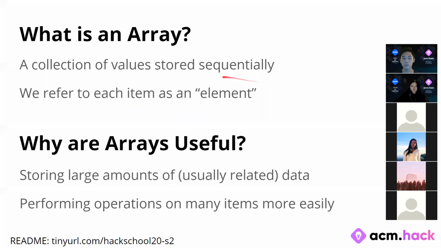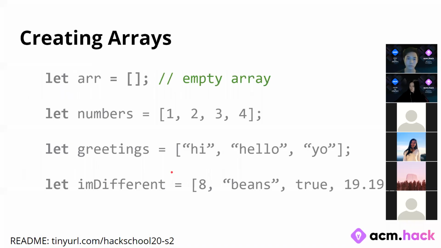For each of those values, we like to call them elements. Arrays are useful to store a large amount of data. Usually, each data point is related, but obviously you don't have to. Arrays are also very useful for performing operations on a lot of different values more efficiently, as in you don't have to write it out manually. So this is what arrays kind of look like.